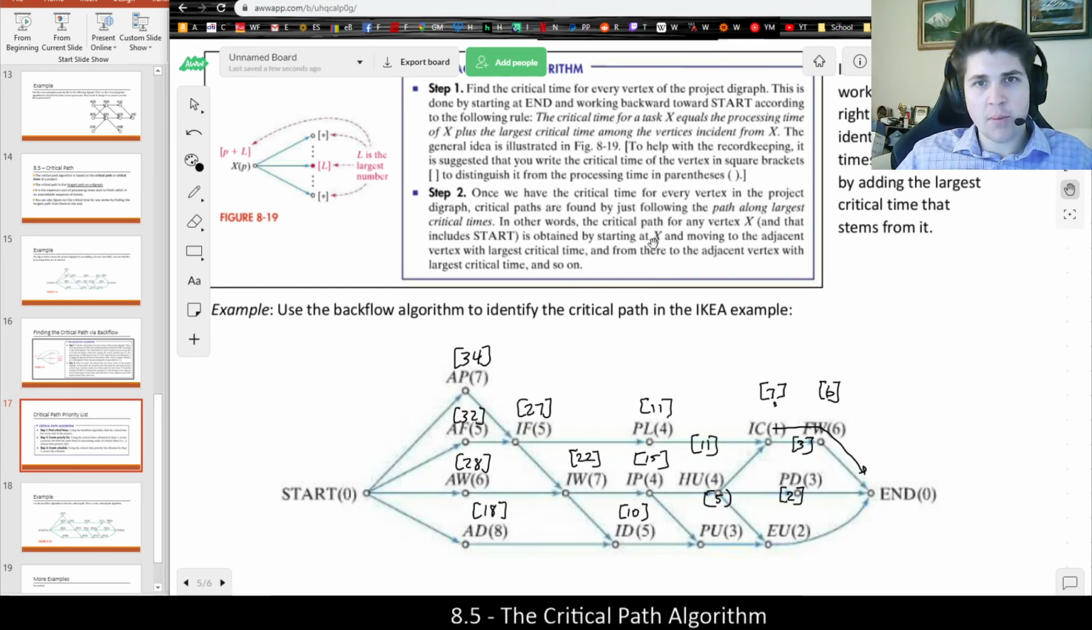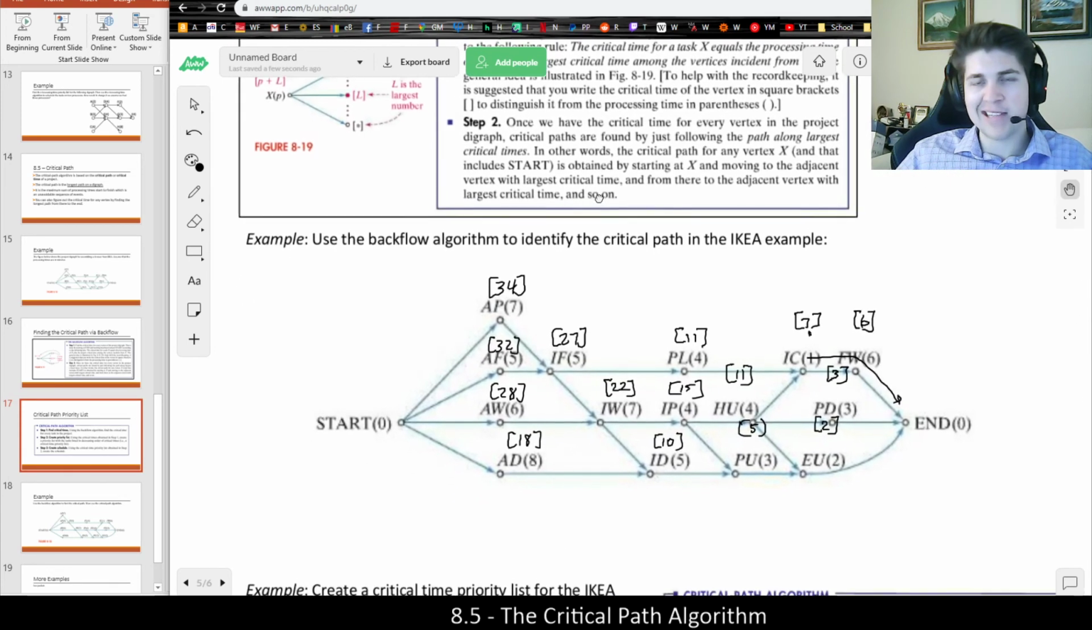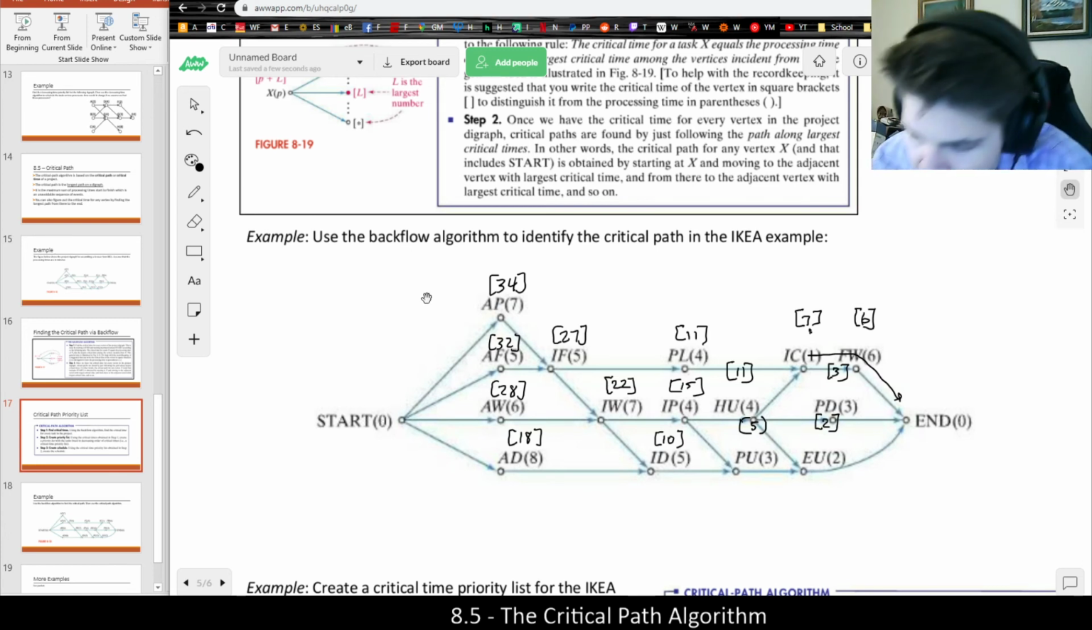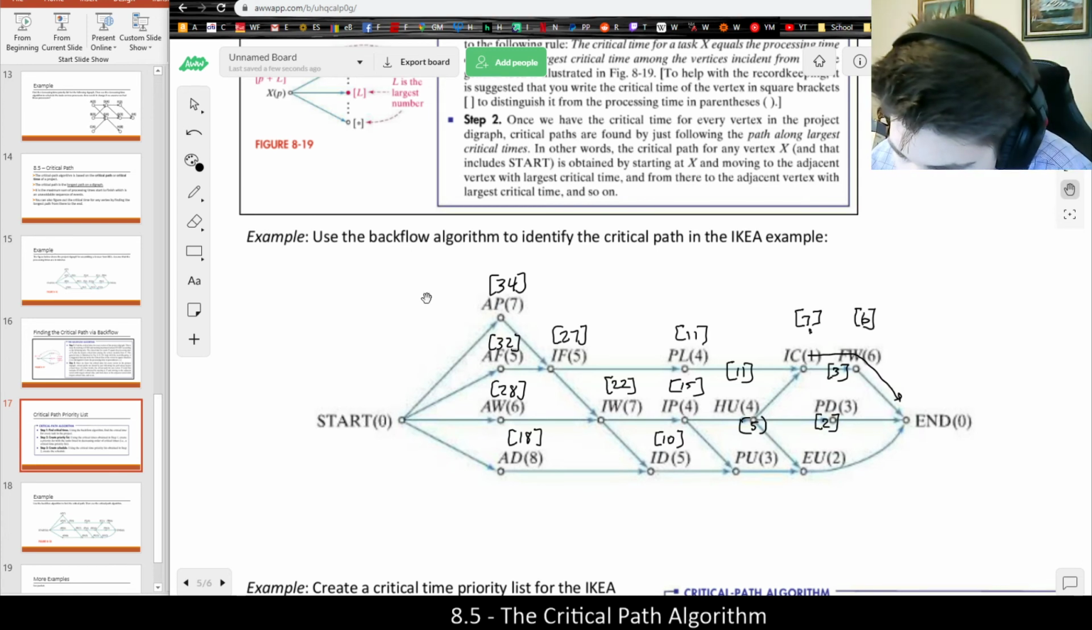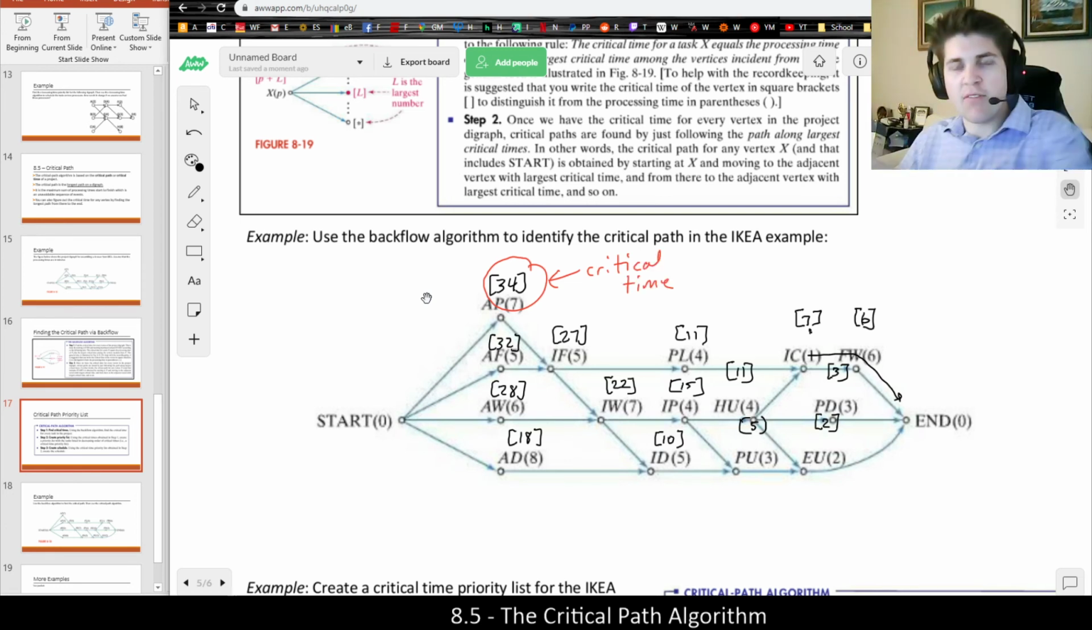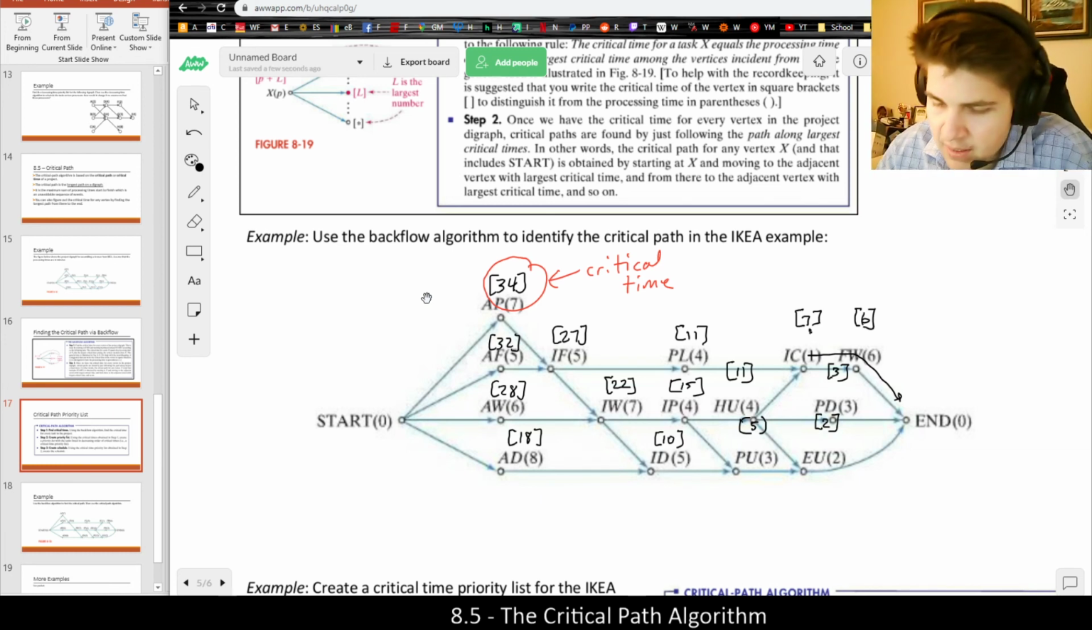In other words, the critical path for any vertex x is obtained by starting at x and moving to the adjacent vertex with the largest critical time. So basically what it's saying is choose the biggest number and keep choosing the biggest number in every case. So from the start, we would go to AP first, because that has the largest critical time of all. And also notice that the largest number you get is going to be the critical time for the whole project, because that represents the longest chain of events progressing all the way forward through the rest of the project.